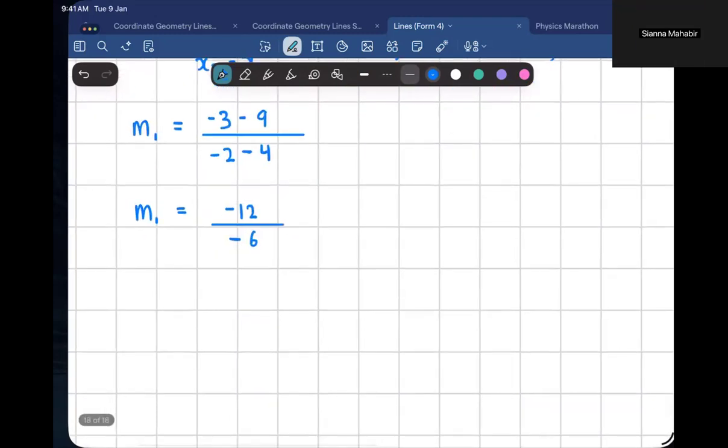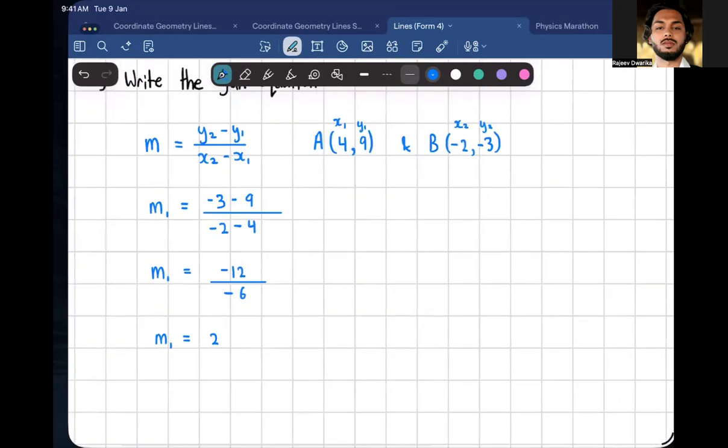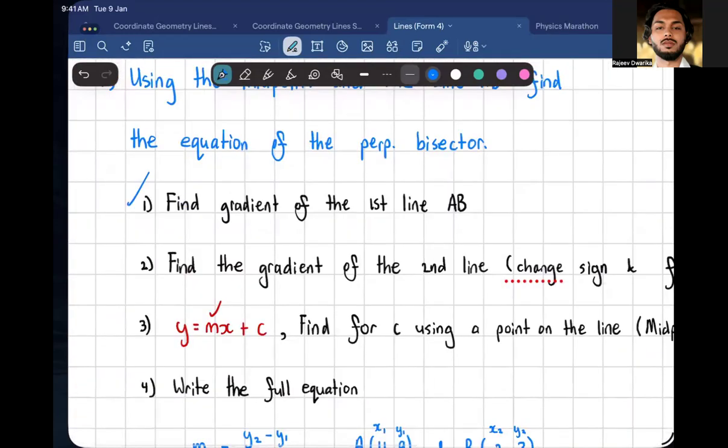Right. Now, generally speaking, the rules for division are the same as the rules for multiplication. So remind me, what's a negative by a negative? A positive. So what do you think a negative divided by a negative would be? A positive. Correct. So 6 into 12 is 2. So 2 is my answer. That's the gradient of the first line complete. Right? So we've just finished this step.